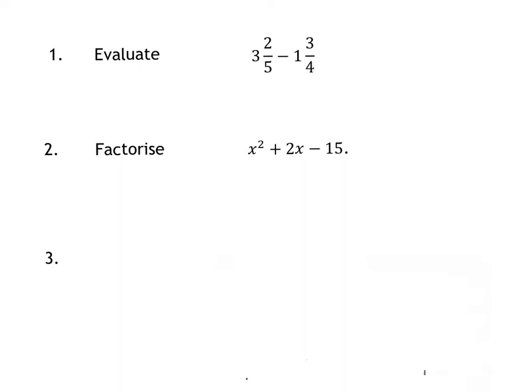So I'm going to do 3 take away the big 1, leaves me with a big 2. And that leaves me with 2/5 take away 3/4. I do smile and kiss. So we kiss first, and that makes the denominators 20. And then we start from the top left, cross multiply. 2 times 4 is 8, and 5 times 3 is 15. Now that leaves us 2 and 8 20ths take away 15 20ths.